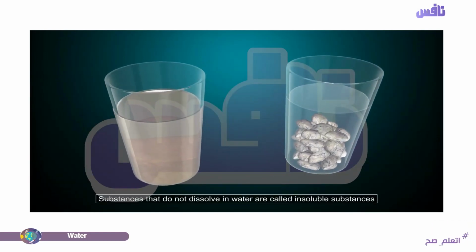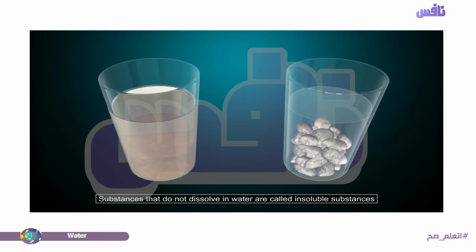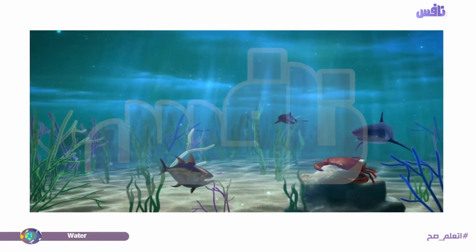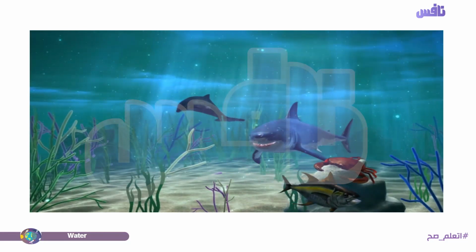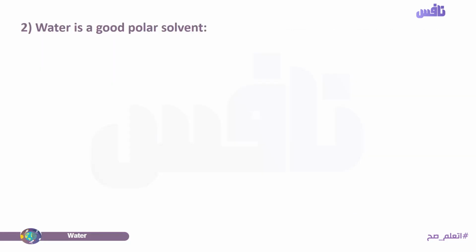And the substance that doesn't dissolve in water is called an insoluble substance. طيب في بعض المواد عندي بتدوب في المية وفي بعض المواد عندي ما بتدوبش في المية. Okay. Number 2, the water is a good polar solvent.